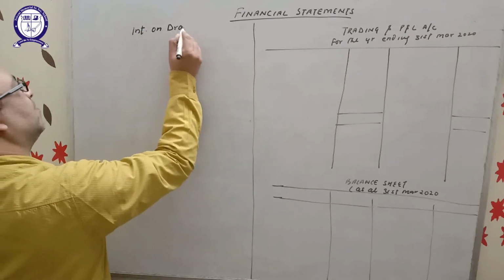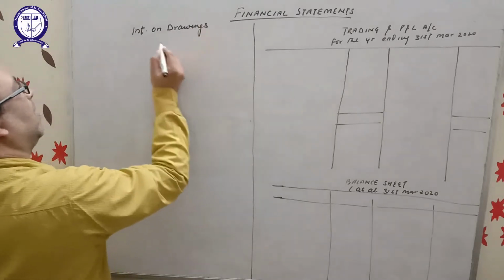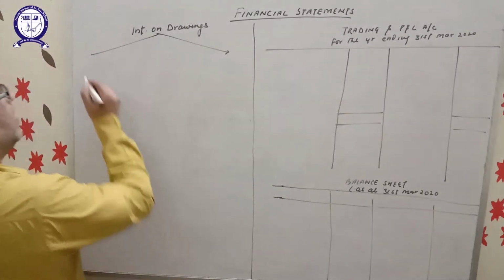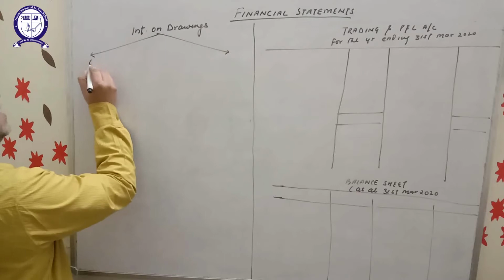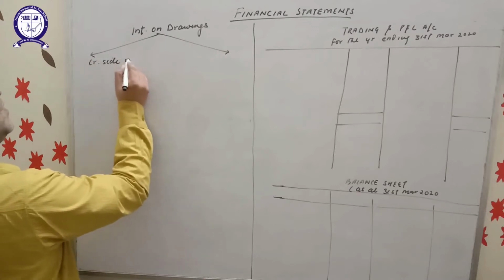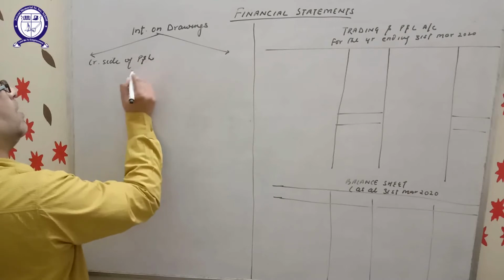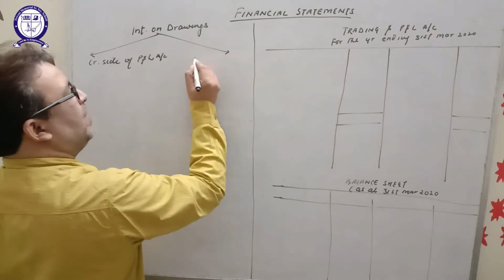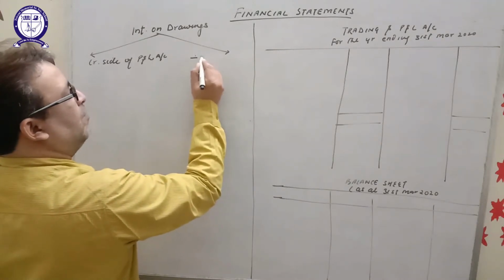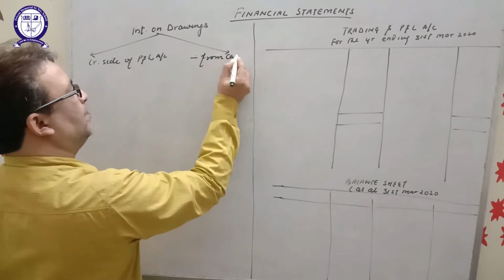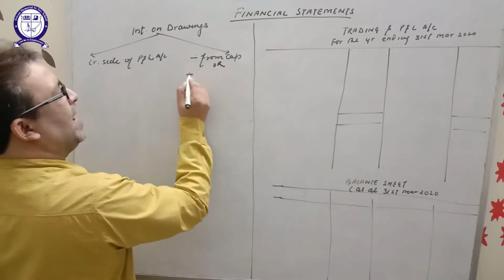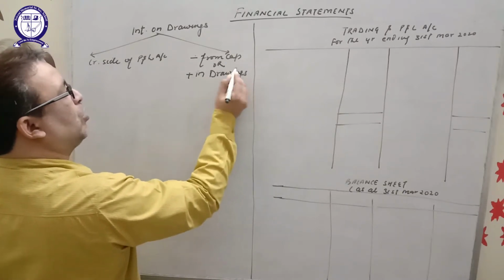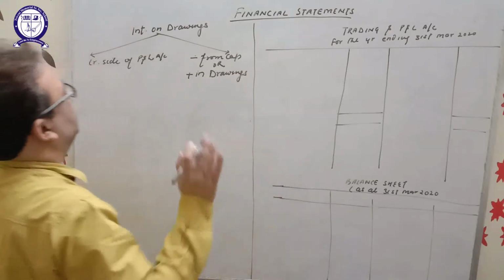Interest on drawings. Interest on drawing is an income for the business. That's why it will be recorded in the credit side of P&L account, the credit side of profit and loss account. On the other hand, second time, it will be deducted from capital, or you can add it in drawings, and the total drawing will be deducted from capital.